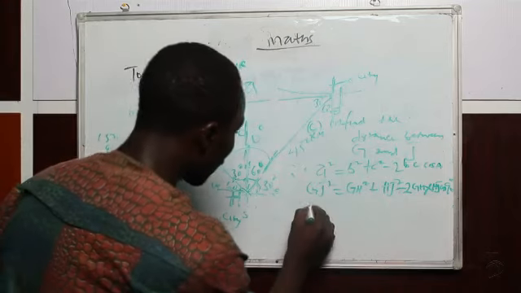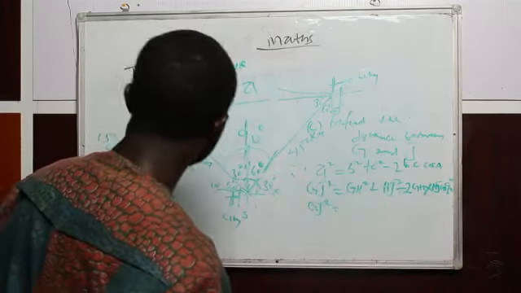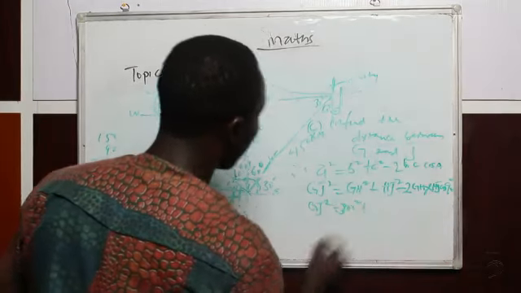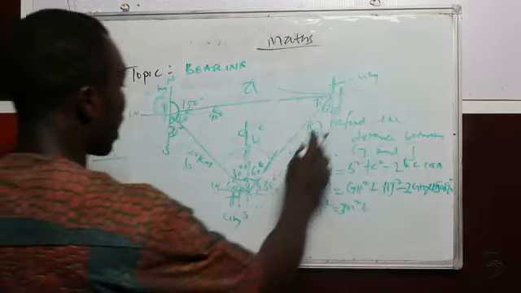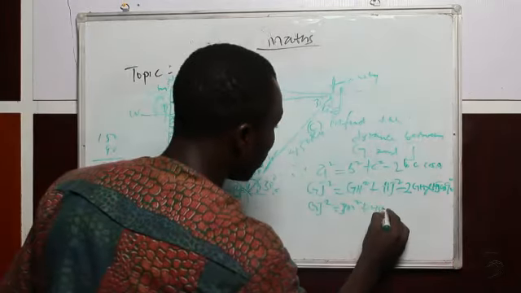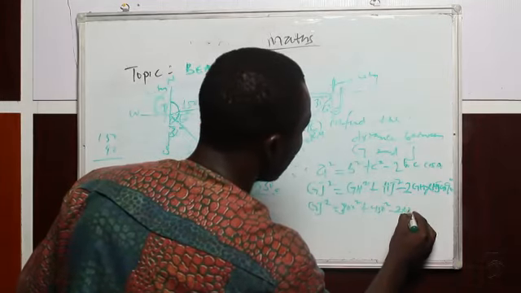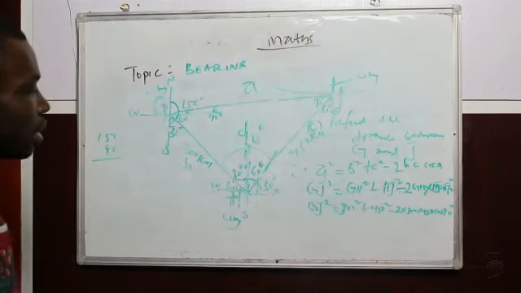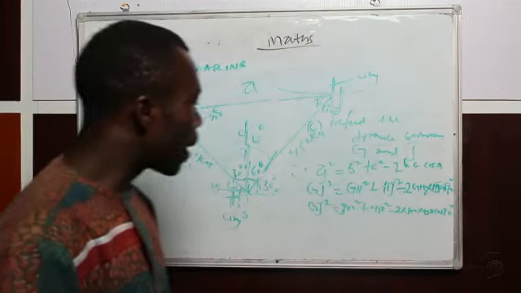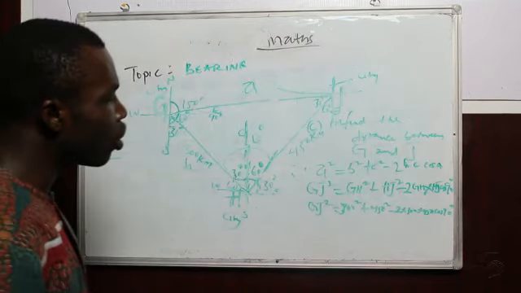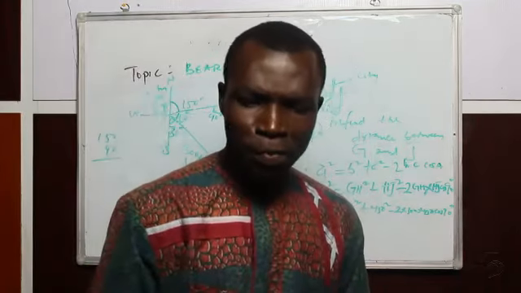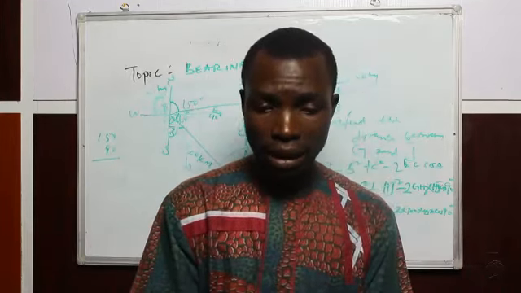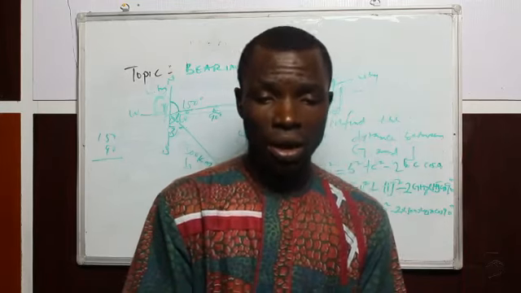Let's substitute our value. GJ square is equal to, what is our GH square? Which is 300 square plus HJ square. What is our HJ? 450 square minus 2 times 300 times 450 cos 90 degree. I'd like you to use your calculator to find cos 90 degree.